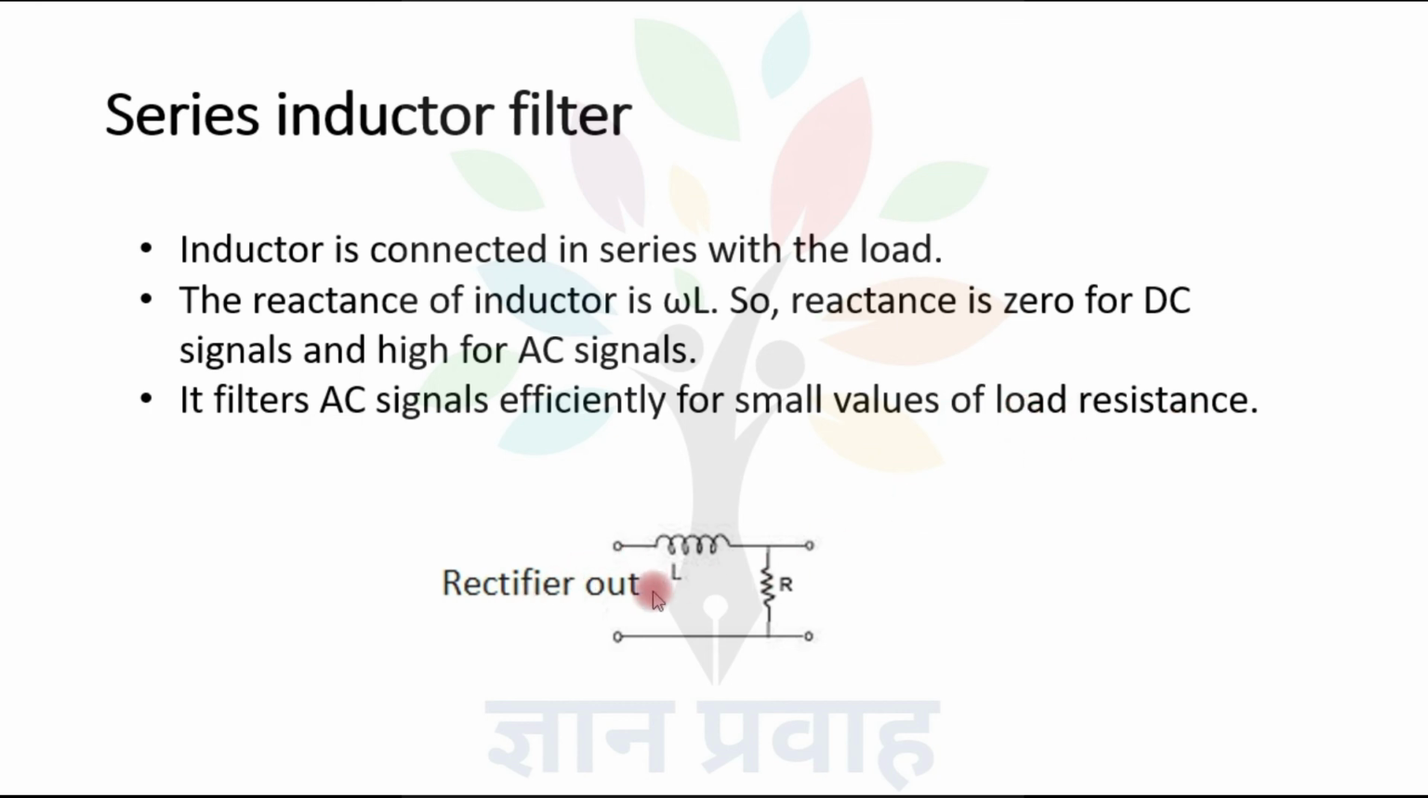So at the input of this filter circuit is the output of the rectifier circuit. The output of the rectifier circuit is pulsating DC. And depending on the reactance value of this inductor, the DC signals pass through this inductor and AC signals are blocked. So at the output of the filter circuit, we receive DC signals only. So for DC signal, the reactance value must be as low as possible. So the reactance value must be as low as possible when the inductance value is low. So here we are using a low value of inductance.